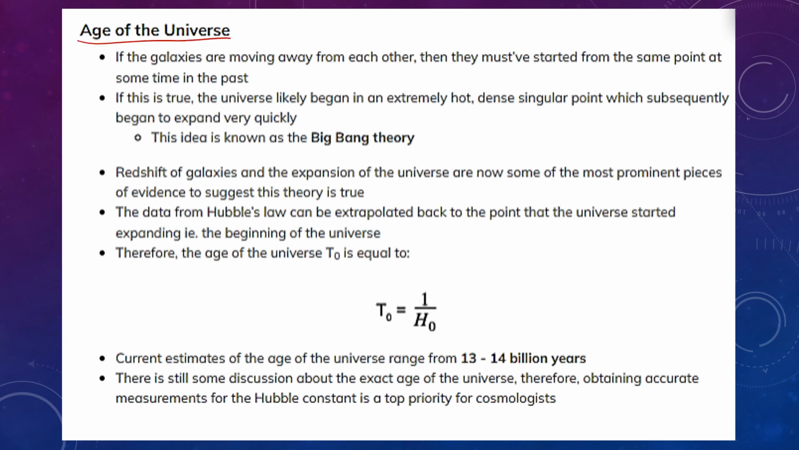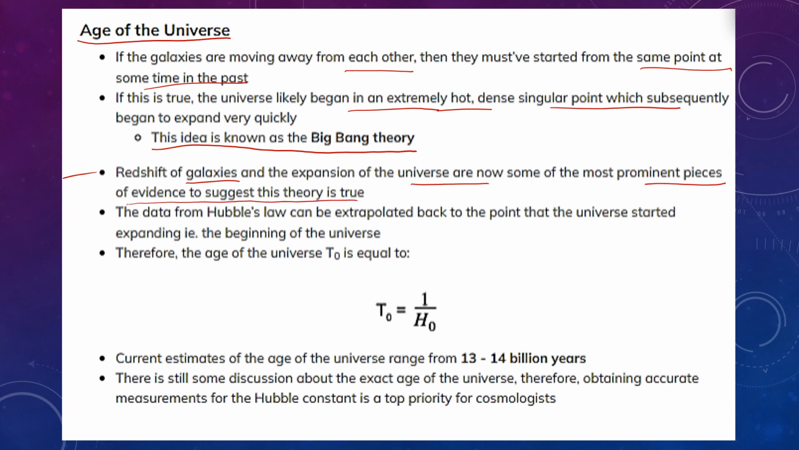So the age of the universe. Well, if the galaxies are moving away from each other, then they must have started from the same point in the past. If this is true, then the universe likely began in a very extremely hot and singular point, which subsequently exploded to make this universe. This idea is known as the Big Bang theory. The redshift of the galaxies and the expansion of the universe are now some of the most prominent pieces of evidence that suggest that this theory, the Big Bang theory, is correct.